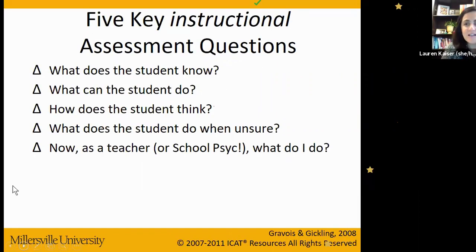But the IA is designed to answer questions about each of those dimensions, to find out what does the student know in each of those dimensions, what can they do? It's a strengths-based assessment. How does the student think? What do they do when they're unsure? And then now as the teacher, or really as the school psych helping the teacher, what do we do about it? What do we want to prioritize?